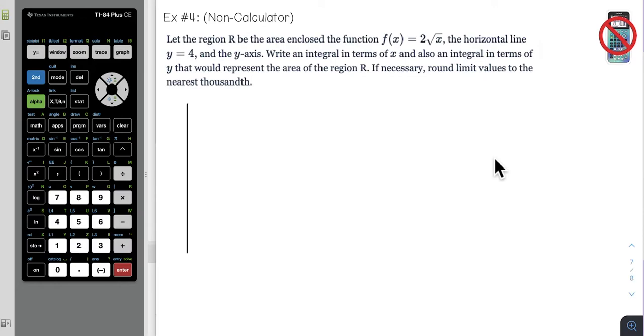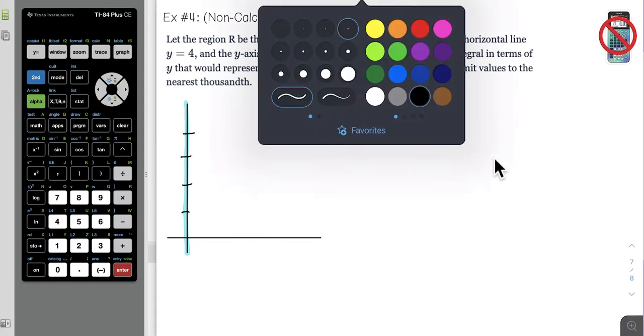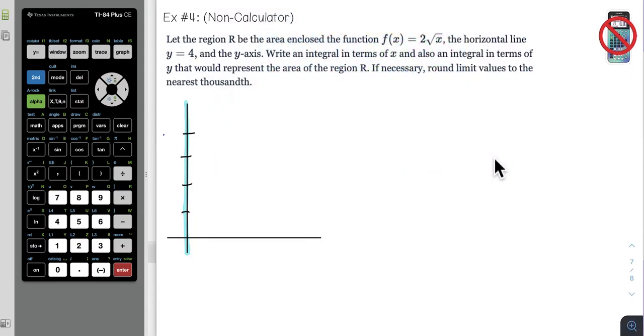So we are bounded by the x-axis and the y-axis. So highlight that. The line y equals 4, 1, 2, 3, 4. Draw that in blue. Okay, so we have y equals 4. And then we have the function 2 square root of x. So at 0, that's 0.